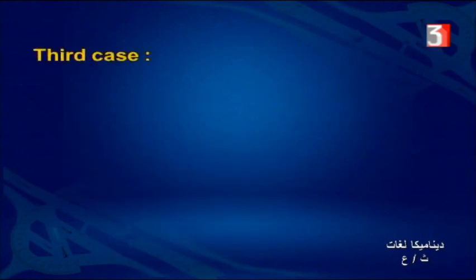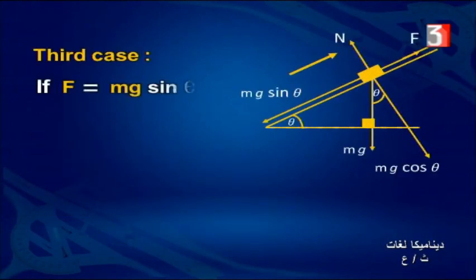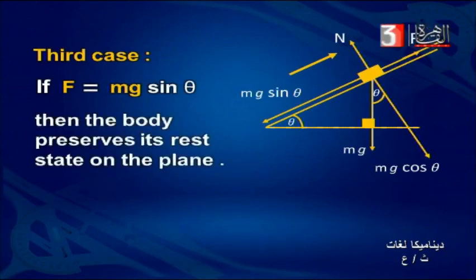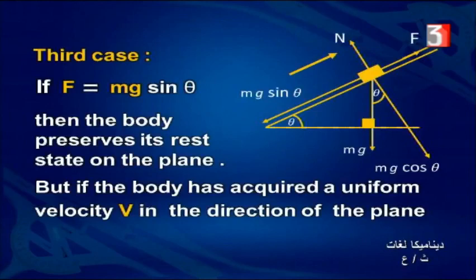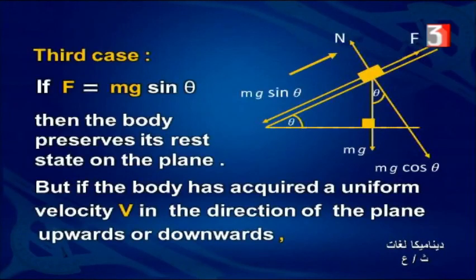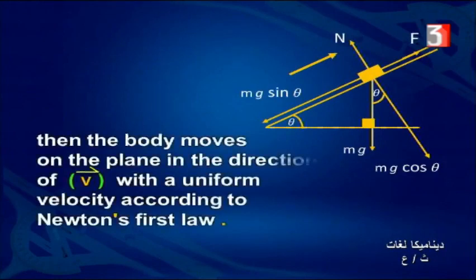And the third case, if the magnitude of F equals mg sine theta, then the body preserves its rest state on the plane. But if the body has acquired a uniform velocity v in the direction of the plane, upwards or downwards, then the body moves on the plane in the direction of vector v with a uniform velocity according to Newton's first law. Here the acceleration of motion equals 0.